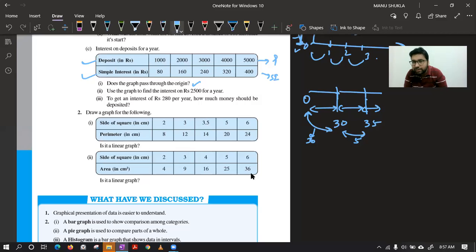Sir, I did it yesterday only. Good. Then we have second part. Use the graph to find interest on 2500 rupees. So again, very easy. What you can do is you can draw the graph. After drawing the graph, you can find this value also.